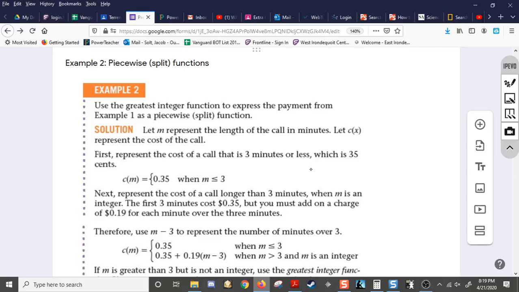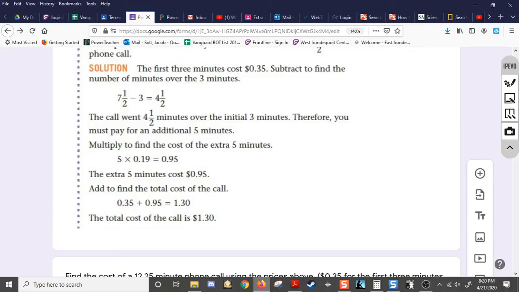All right, example 2, piecewise split function. We're going to use the greatest integer function to express payment, as in example 1, a piecewise split function. The solution is to let m represent the length of a call in minutes. This is where we get to talk about this algebraically. In example 1, we figured this out how most non-mathematicians figure things out, as you would in most everyday situations.